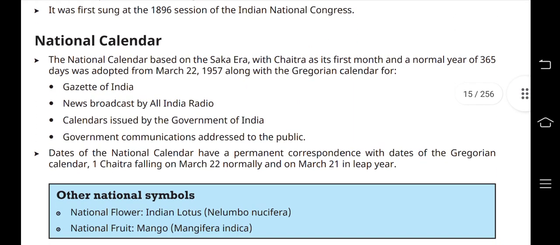National calendar. The national calendar, based on the Shaka era with Chaitra as its first month and a normal year of 365 days, was adopted from March 22, 1957 along with the Gregorian calendar for Gazette of India.